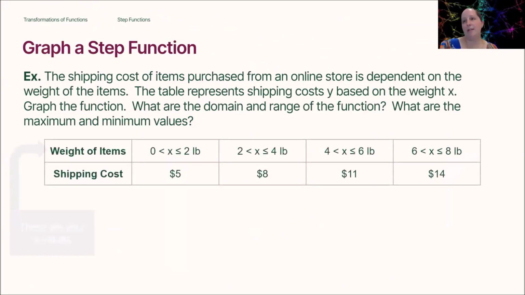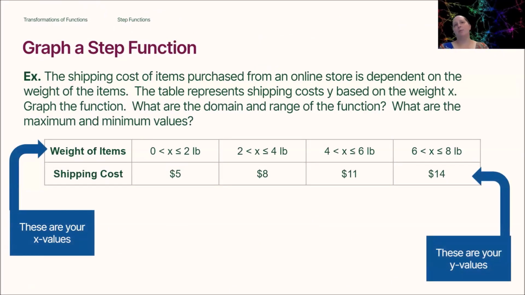So if I want to graph a step function: the shipping cost of items purchased from an online store is dependent on the weight of the items. The table represents shipping cost, Y, based on the weight, X. Graph the function. What are the domain and range of the function? What are the maximum and minimum values? From 0 to 2 pounds, it costs me $5 to ship that item. It could be anywhere between 0 and 2 pounds. It can't be anything less than 0, because if something weighs less than 0, it's not there.